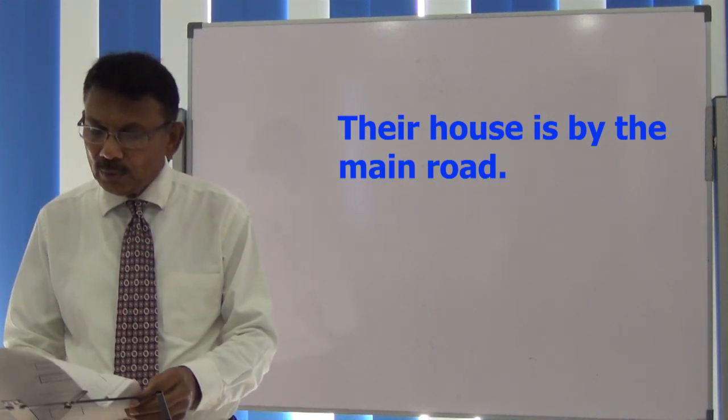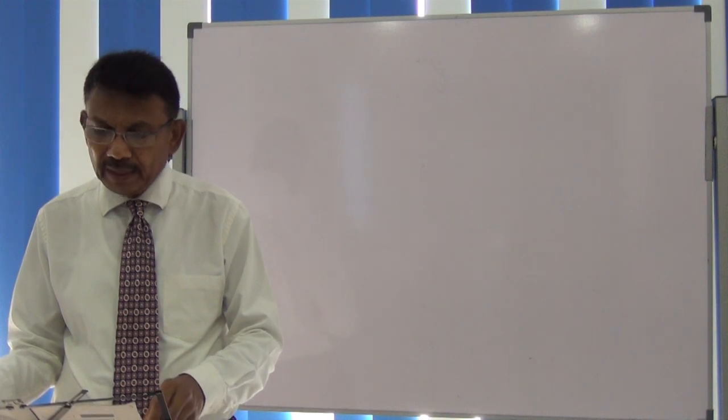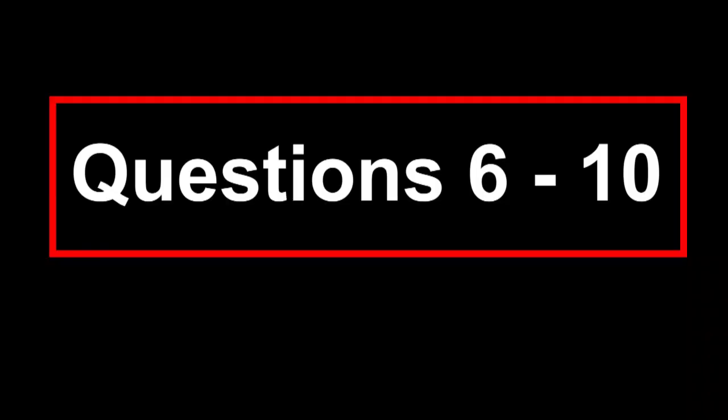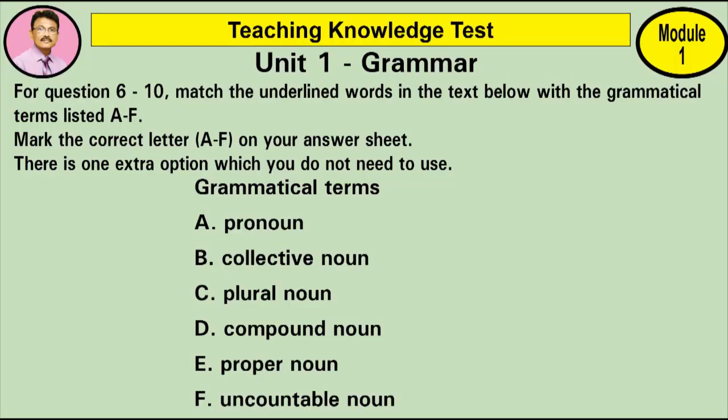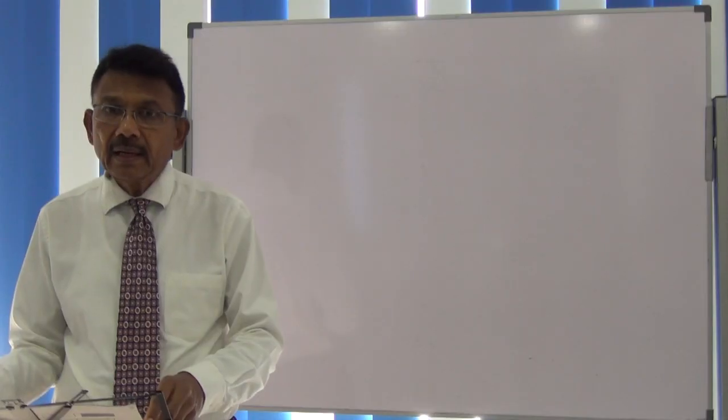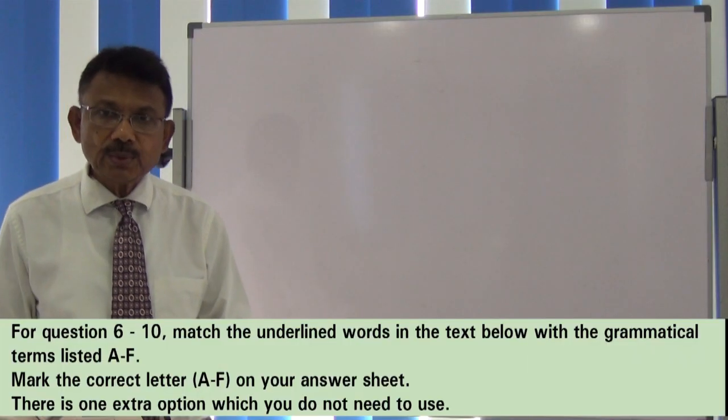That is question 1 to 5, right? Teaching knowledge test. For questions 6 to 10, match the underlined words in the text below with the grammatical terms listed, A to F. Mark the correct letter A to F on your answer sheet. There is one extra option which you do not need to use. Now let's move on to next one.